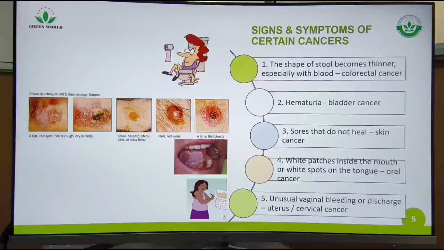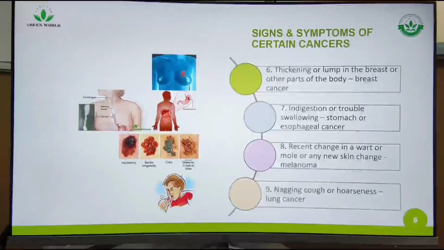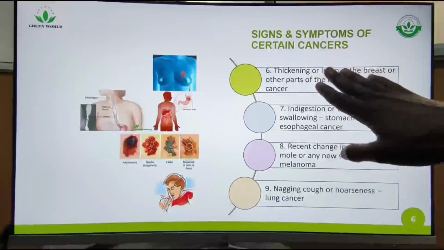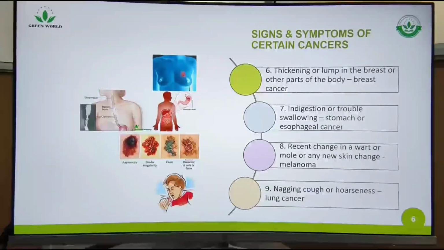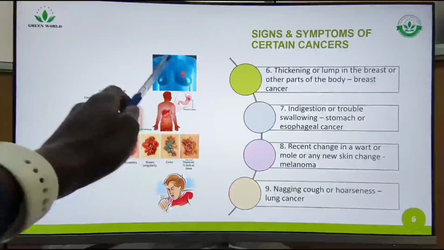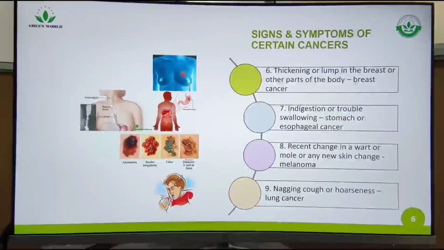Then we have two, hematuria, or bladder cancer, which is also associated with the kidney. Then number three, sores that do not heal. That is if you have skin cancer, sores that do not heal, which you can maybe confuse with diabetes. Then we also have white patches inside the mouth or white spots on the tongue, that is oral cancer. Then unusual vaginal bleeding or discharge, that is uterine or cervical cancer, in women. Then number six, thickening or a lump in the breast or other parts of the body, that is breast cancer. Thickening means there might be some kind of enlargement, as you can see here, and sores can also appear on the breasts.